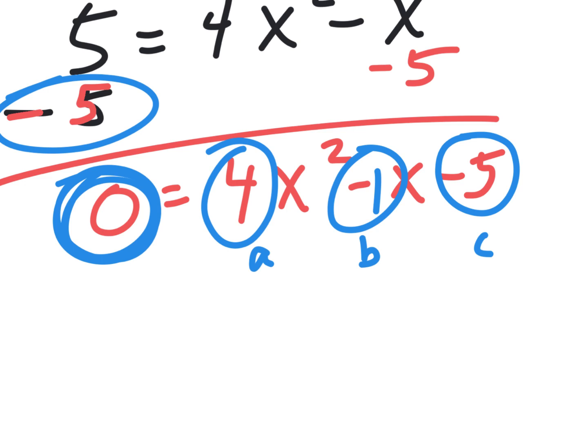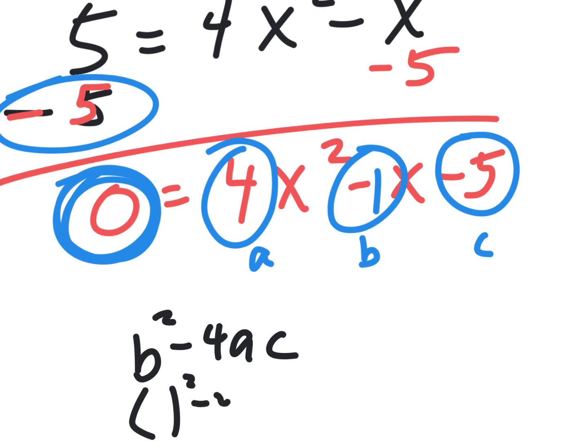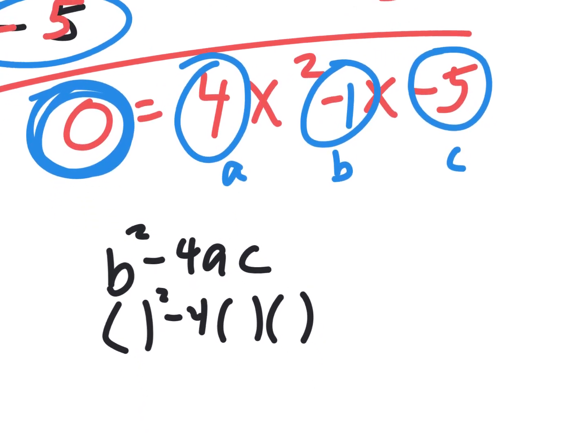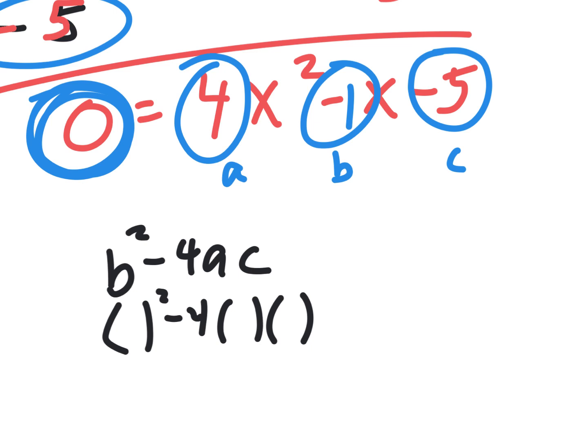So there's A, there's B, there's C. And if they want us to do the discriminant, that's B squared minus 4AC. So I feel like if I keep doing the whole problem, I'm a bad teacher. So I'm just going to say from here, you stick in 4 for A, -1 for B, and -5 for C. And then that will be the discriminant.